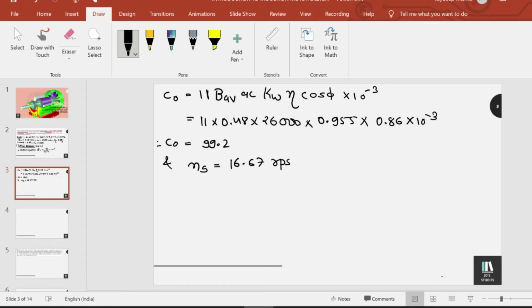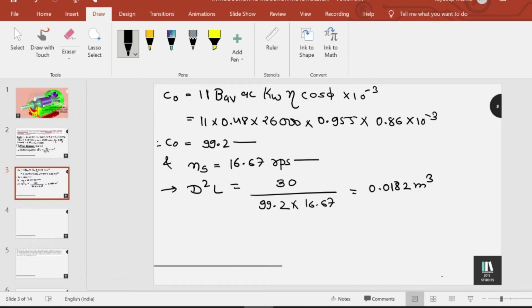Now we have Ns in RPS and the C0 value. Then we put them in the D square L equation. Q is 30 kilowatt, C0 is 99.2, and Ns is 16.67. So we get the D square L value in meter cube as 0.0182 meter cube. Now we have the value of D square L.